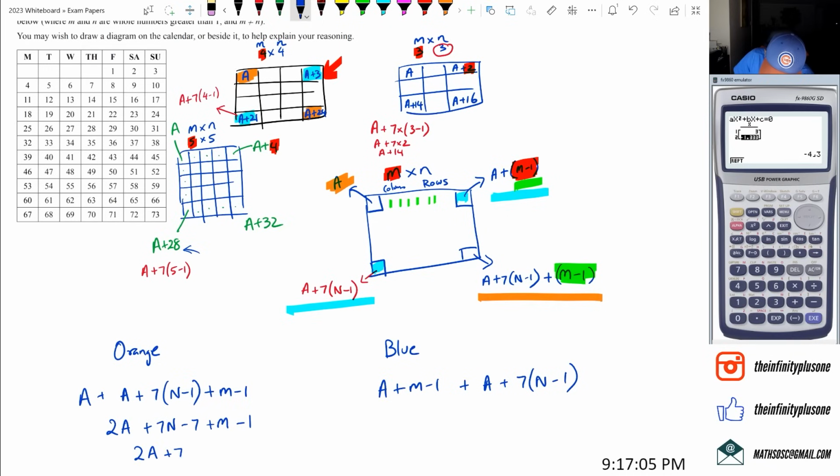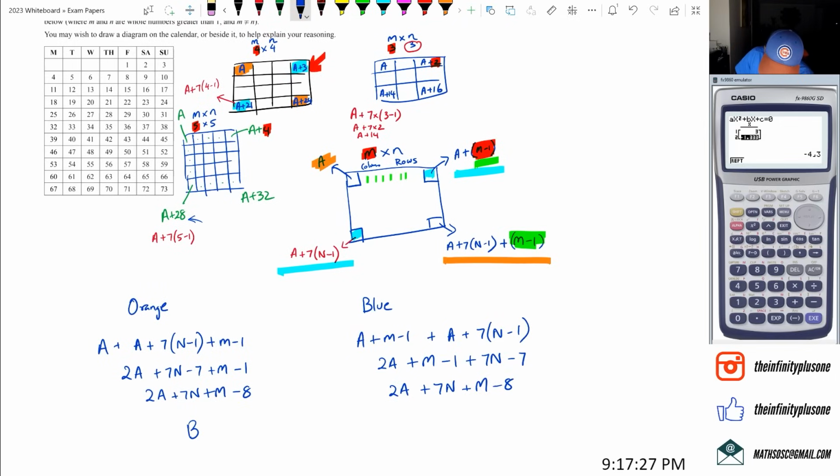So 2A plus 7n plus m minus 8. And I think I'm getting the same thing here. 2A plus m minus 1 plus 7n minus 7, and 2A plus 7n plus m minus 8. And we can say both expressions are equal. Yeah, so totals are always equal.